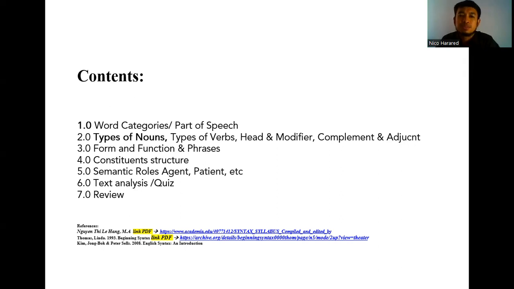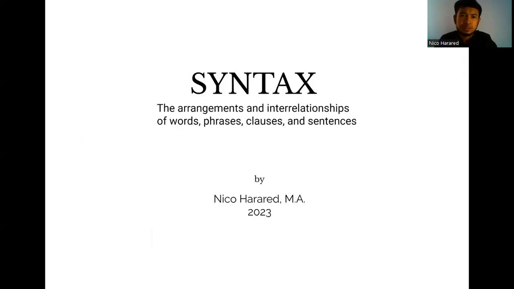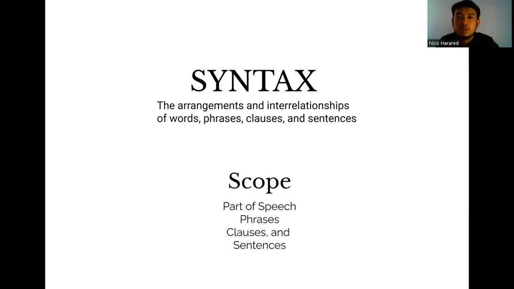Now, today we are going to talk about syntax. As we know, when we talk about syntax, the top of our mind is that syntax is the arrangement and interrelationships of words, phrases, clauses, and also sentences. We start from the scope of syntax. Syntax is all about parts of speech, phrases, clauses, and sentences.